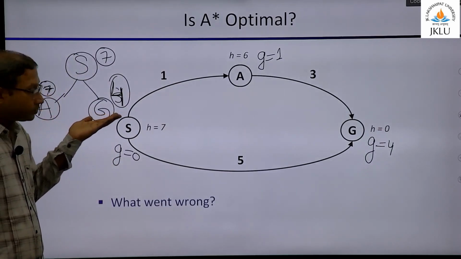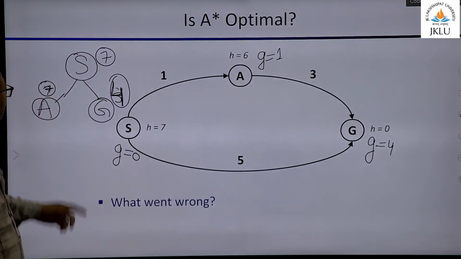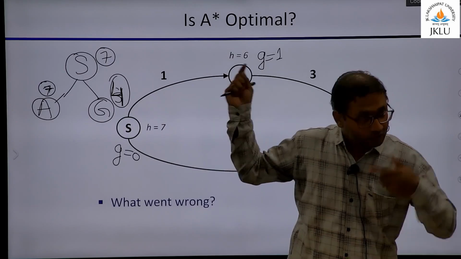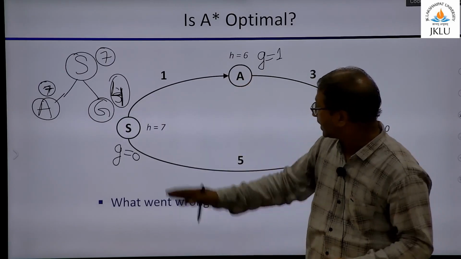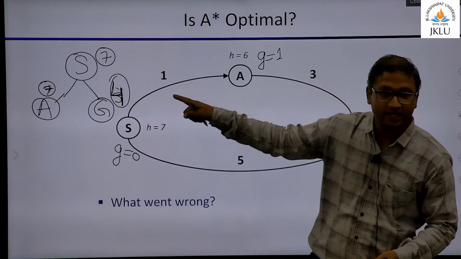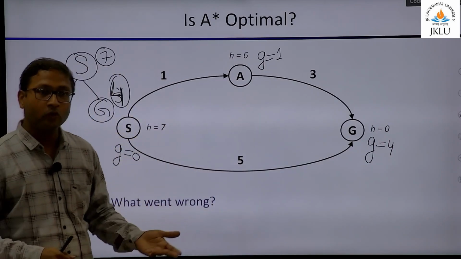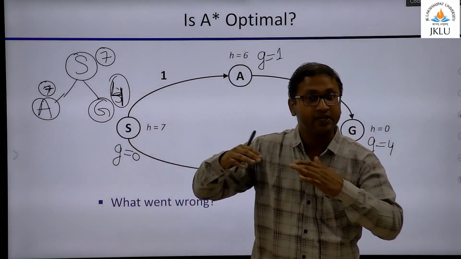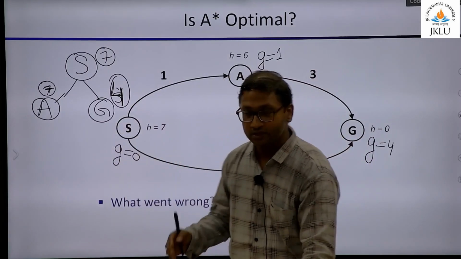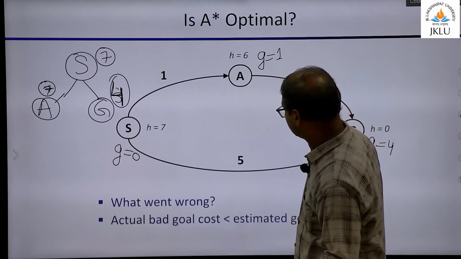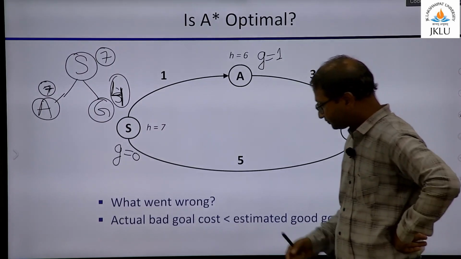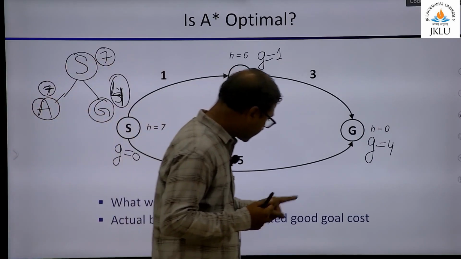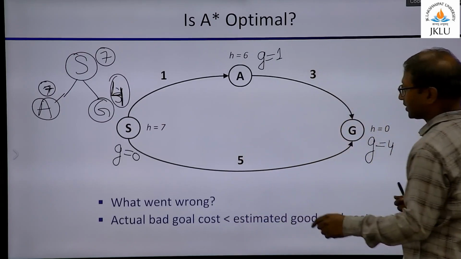Now this slide here. So now in this case, which one are we going to DQ first? 7, 4? 4. So from the previous slide we learned that DQ first is a good thing, but in this case now you DQ G first and you are done. But it's a wrong goal, wrong path. So even DQing first is not sufficient. You need something more. So now we are progressing towards what else do we need. Actual bad goal cost is lesser than estimated good goal cost.